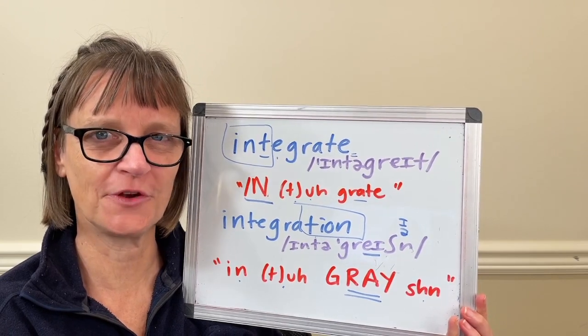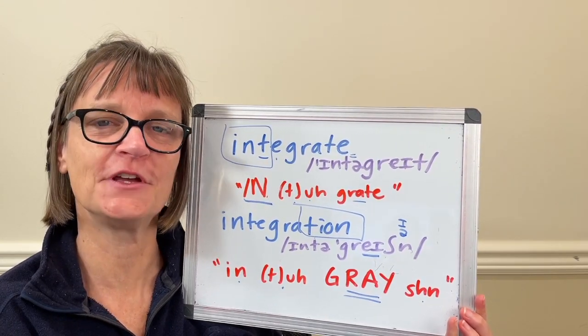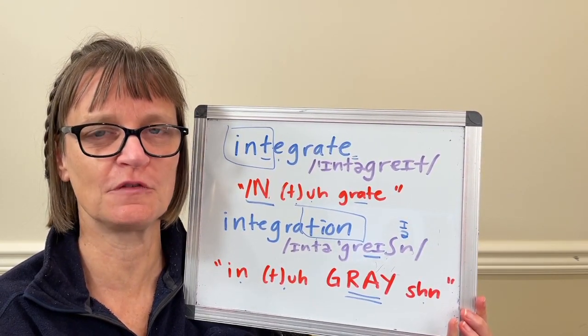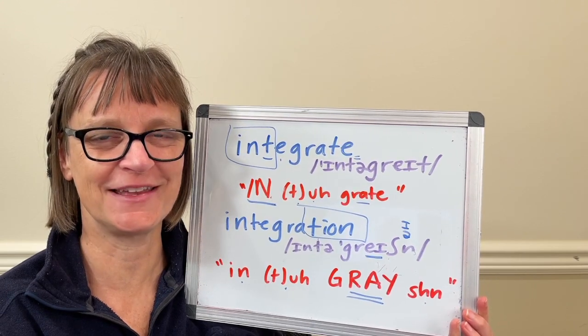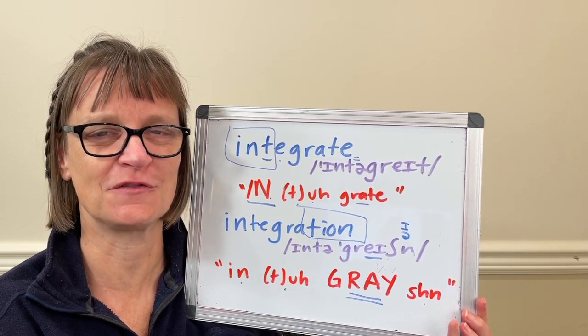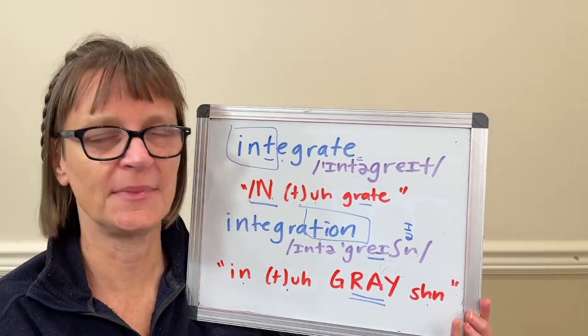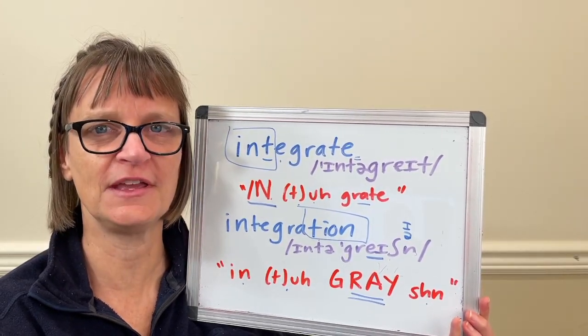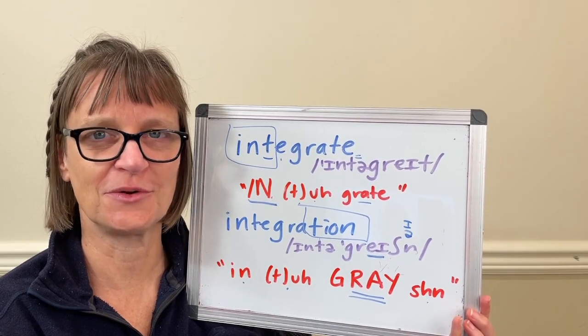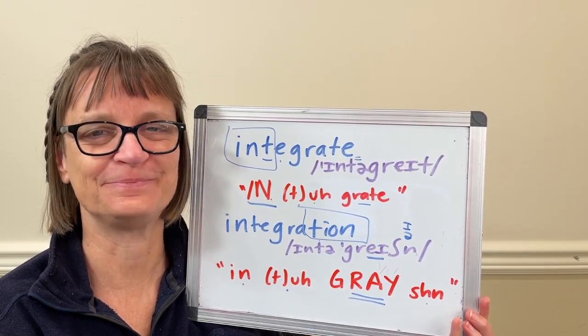Once you can say integrate and integration by themselves, do try practicing them in some short phrases just so they come smoothly and naturally with the correct new pronunciation for you when you want to use them in conversation. So for example, he's hoping to integrate into the community. The integration is going smoothly so far for the data.